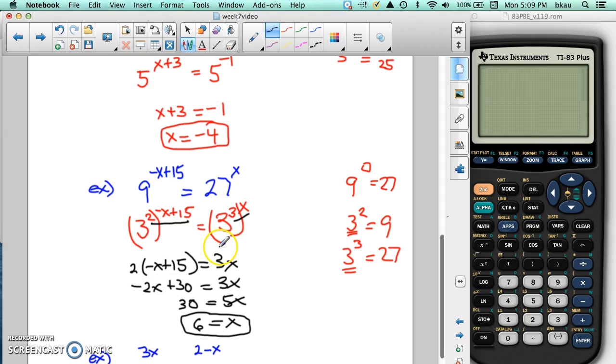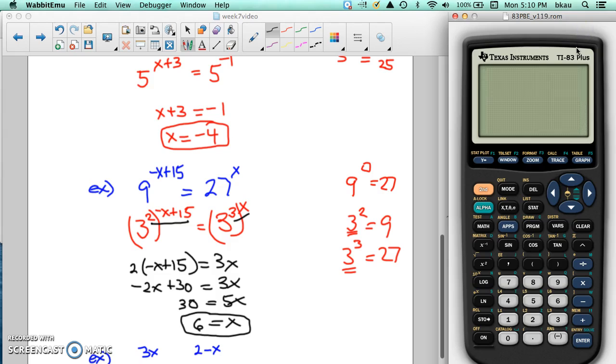And we could try that out on our calculator. Let's just make sure that it works. So on the calculator, just to verify, if I put 6 in there, that's going to be negative 6 plus 15, that's 9, so that's 9 to the 9th power. So that's what we get for 9 to the 9th power, and then that should be the same as 27 to the x power, which is 6. So let's make sure these two are the same numbers, and we can verify they are exactly the same numbers. Therefore, we did solve this correctly.